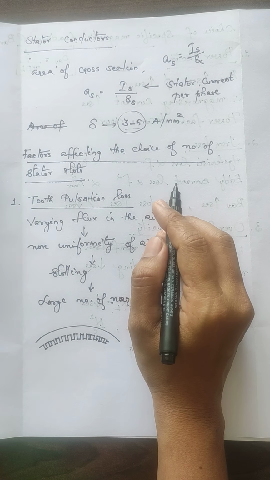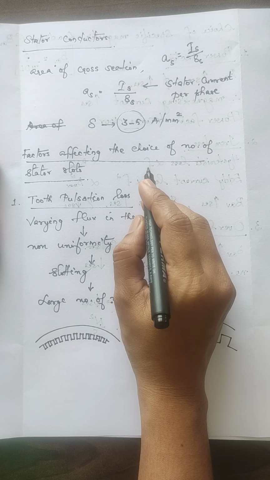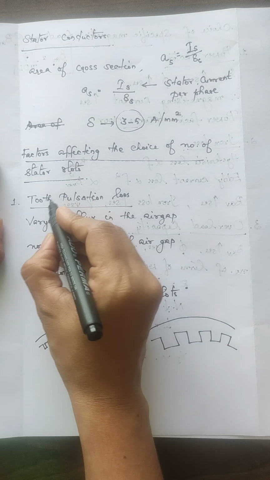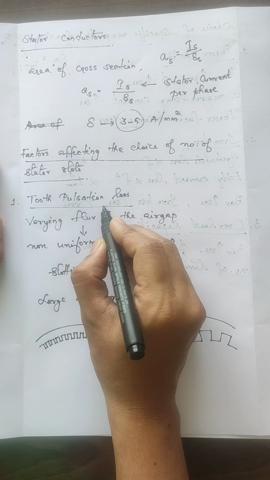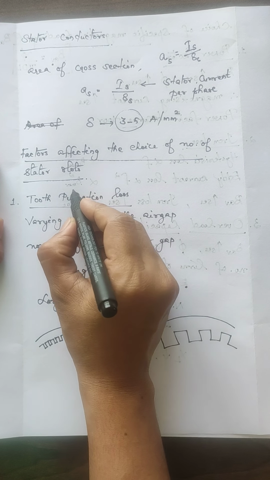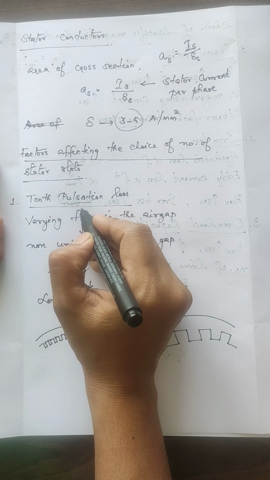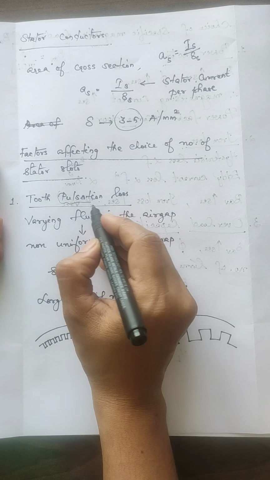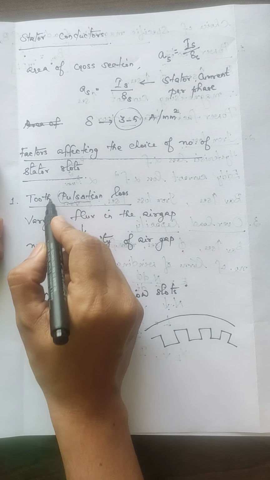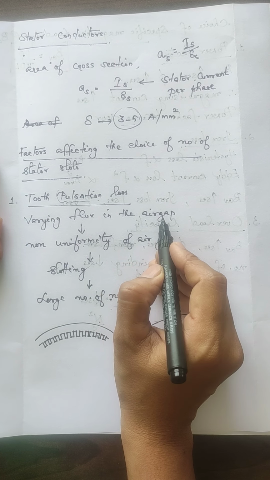Before going to that, let us see what are the factors affecting the choice of number of stator slots. The first one is tooth pulsation loss. So what is tooth pulsation loss? As the name indicates, it is the loss due to a pulsating flux, a loss produced in the tooth due to a pulsating or varying flux. Tooth pulsation loss is produced due to varying flux in the air gap.